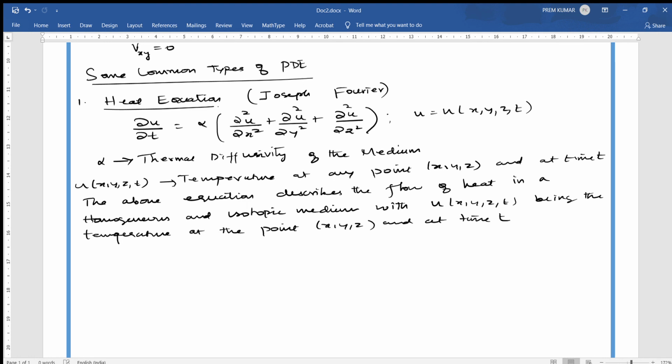Now I am going to share with you the solution of this partial differential equation, the heat equation, and you can see the geometrical meaning of that. I'm going to share that file.